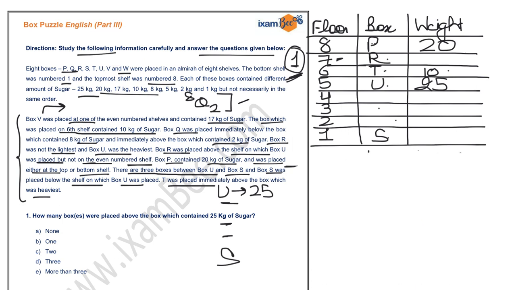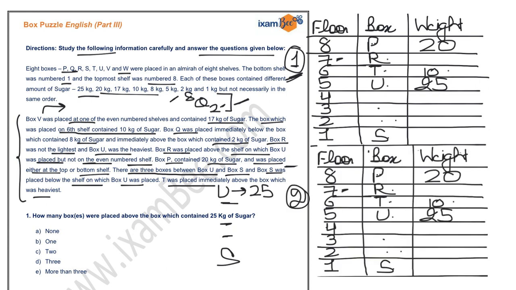Now if you read this particular hint, that your box Q was immediately below the box which contained 8 kg of sugar and immediately above the box which contained 2 kg of sugar. Now as per this condition, you can place Q either at position number 3 or at position number 2. So accordingly I am forming the two cases, wherein I am placing Q at second number position in my case number 1 and Q at third number position in my case number 2.